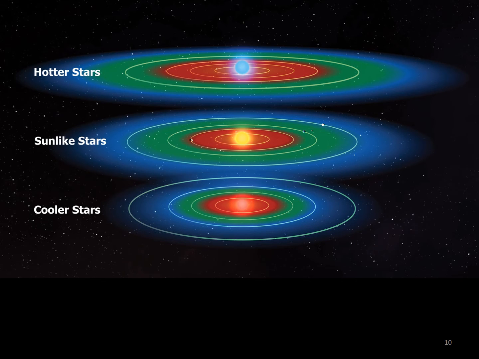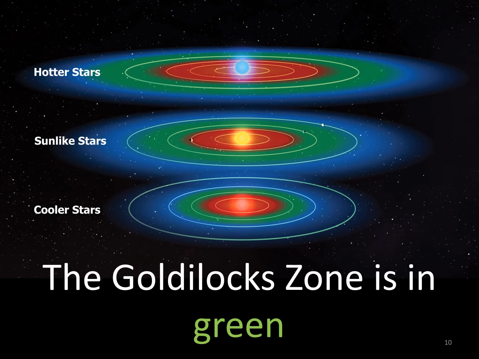And what we need to find is a planet that's near these stars. So if you can find a planet that's close to these stars, we know that that planet might be warm enough to have liquid water. And what we're going to look for is the Goldilocks zone, which is in green in this diagram.